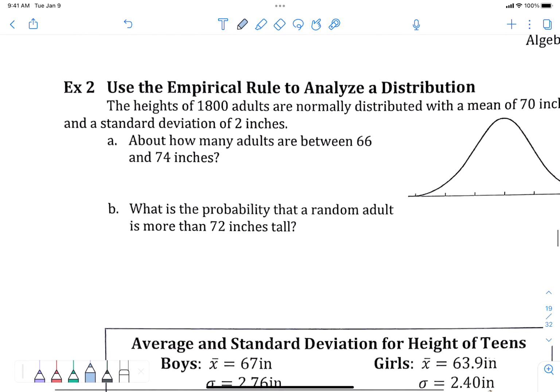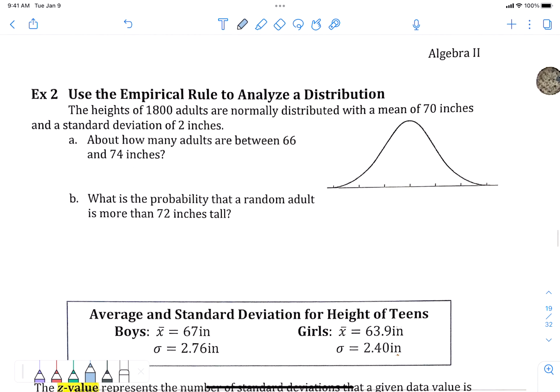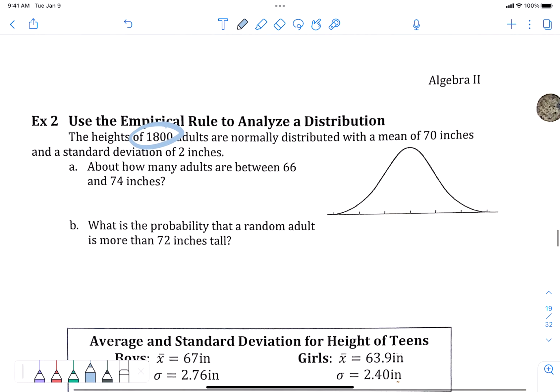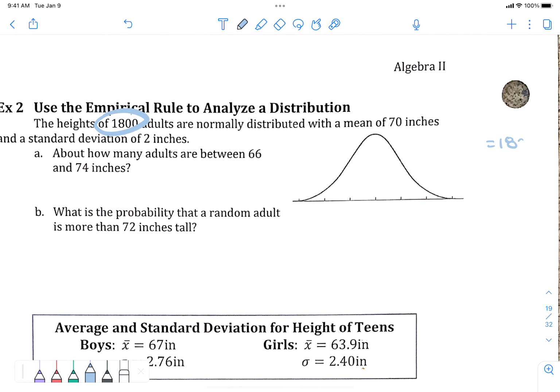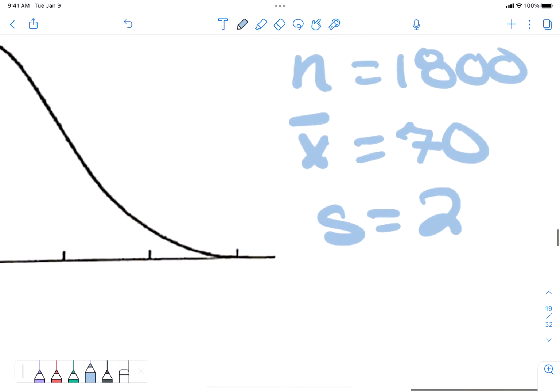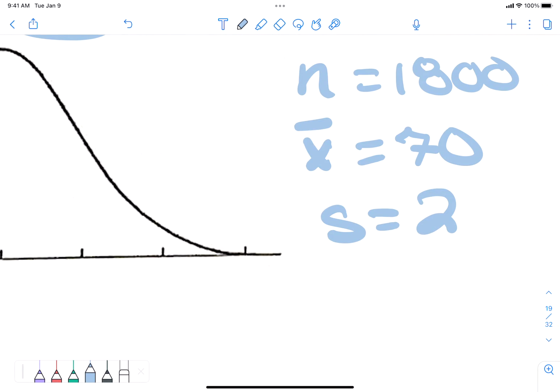This is the last example. Example 2. The heights of 1,800 adults. What is 1,800 representing? What variable do we use for 1,800? Do you remember? 1,800 is my N. That's the number of people we're surveying, right? With a mean of 70, what symbol do we use for mean? X bar. And a standard deviation of 2. That's S. S is 2. So this is the information that they just gave me. They have to give me that.